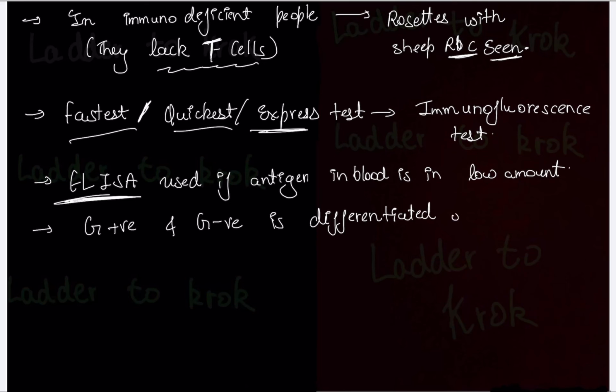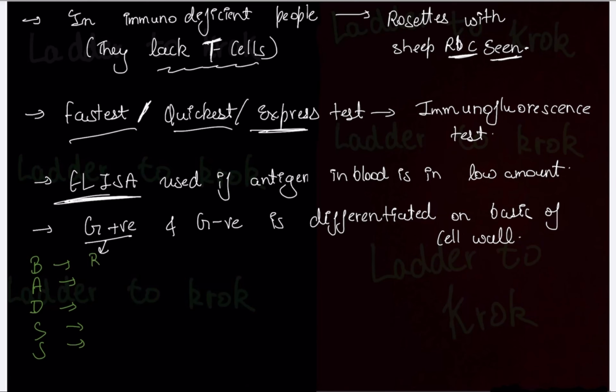Now our next point, gram positive and gram negative are differentiated on the basis of cell wall. Their cell wall structure and chemical composition differ. Here I want to tell you some bacteria that are gram positive. There is a mnemonic to learn this, that is BADSS.